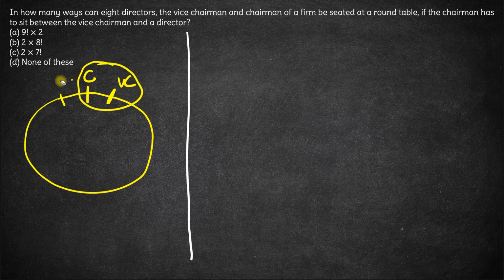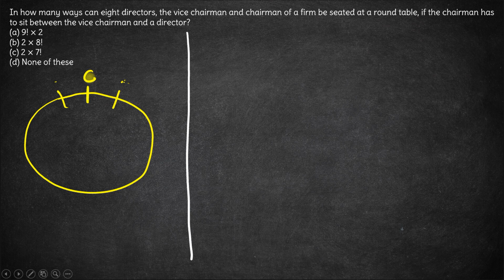The person, or rather, let's think of it in this way: wherever the chairman sits, there are going to be two people next to him. There are going to be two people next to the chairman. It's a circle, right? So there will definitely be two people next to the chairman.